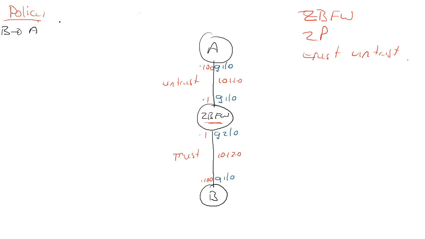For application ICMP, and that's it. I want to drop everything else. So I don't want traffic flowing from A to B, and I don't want traffic flowing from zone-based firewall to B, because that's also a component as well. So effectively that's what we want. We want to go from B to A for ICMP and telnet, everything else is dropped. That's my policy. Easy enough.